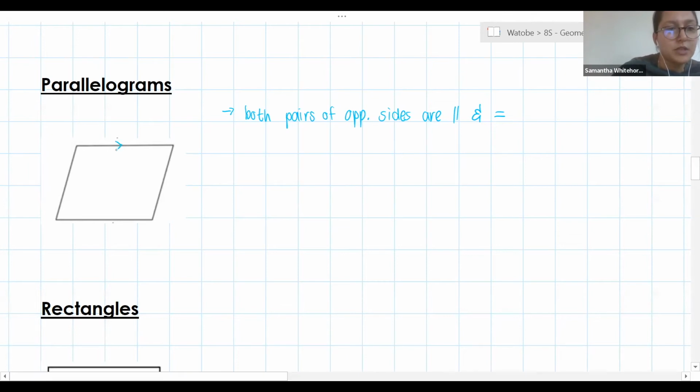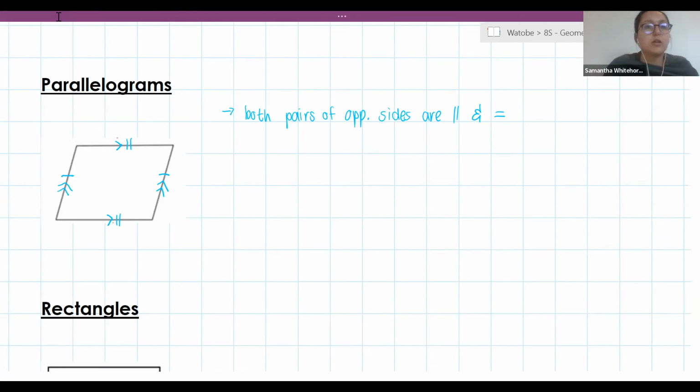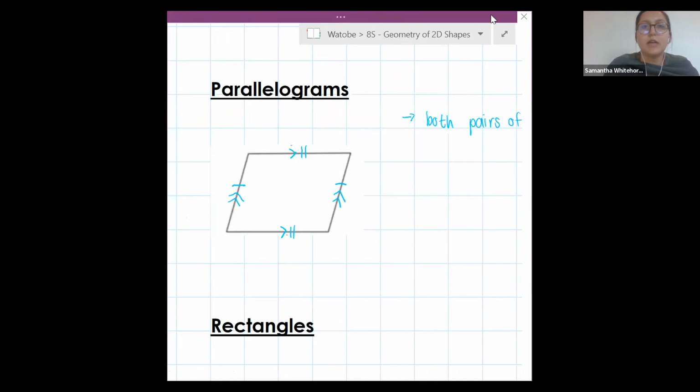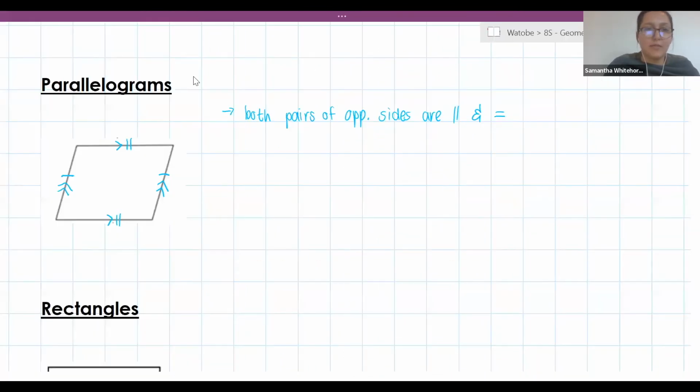I just want to put this on the diagram. Those two sides are parallel, but they're also equal to each other. And the other pair of opposite sides are also parallel and equal to each other. That is one of the defining characteristics of a parallelogram. Whenever we've got a quad where we can see this happening, we have a parallelogram.